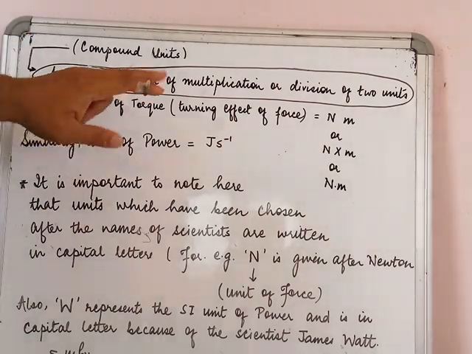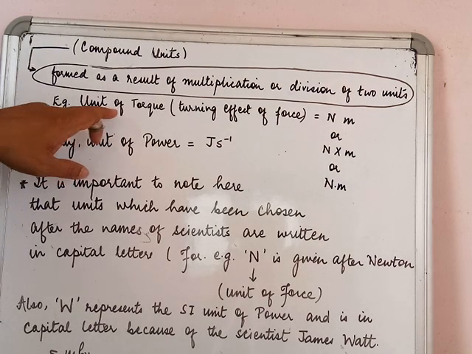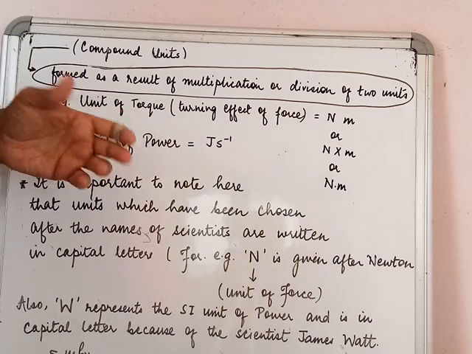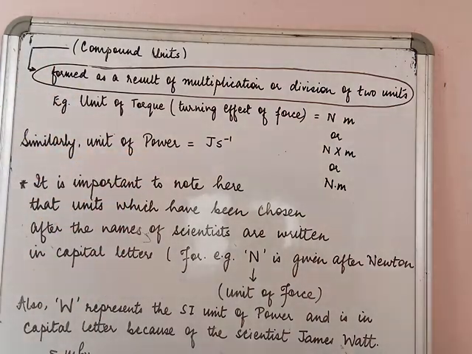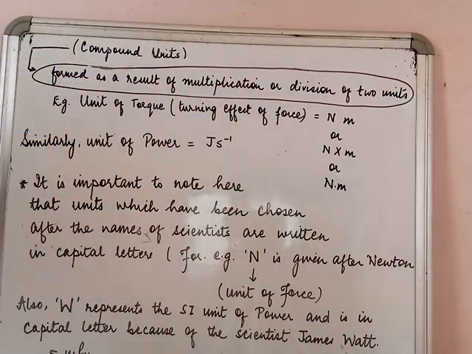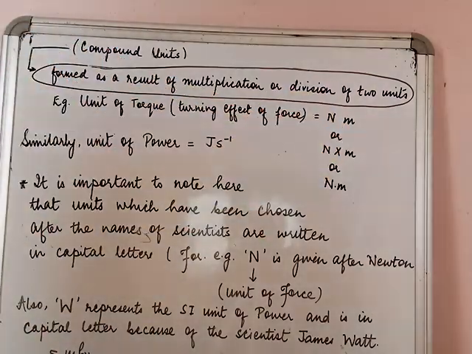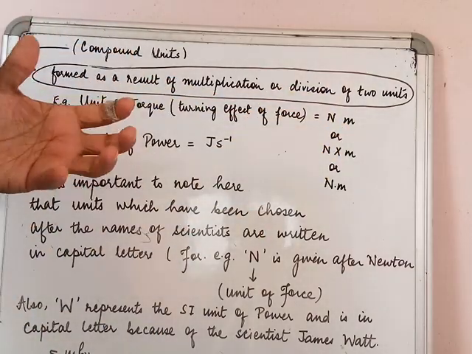Whereas, if you see over here, these are some of the examples of the compound units that I have listed. For example, the unit of torque. Torque as a physical quantity you will study in detail in 10th. For the time being, note that this is the turning effect of force. The SI unit of torque here is Newton meter. Now obviously this is a multiplication.